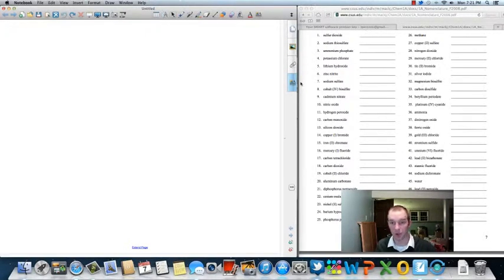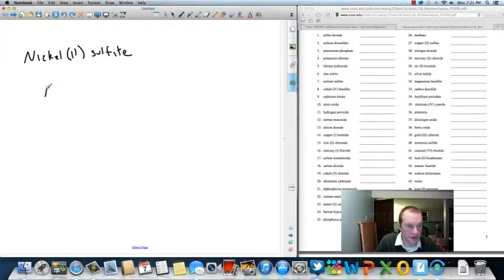So I'm looking at your homework sheet, and let's start by looking at something like number 23 right here. With question 23, we've got nickel 2 sulfite. So that's nickel, Roman numeral 2, sulfite. The first thing we understand is that nickel 2 means that we're talking about nickel with a 2 plus charge. When we talk about sulfite, we're talking about SO3 with a 2 minus charge.